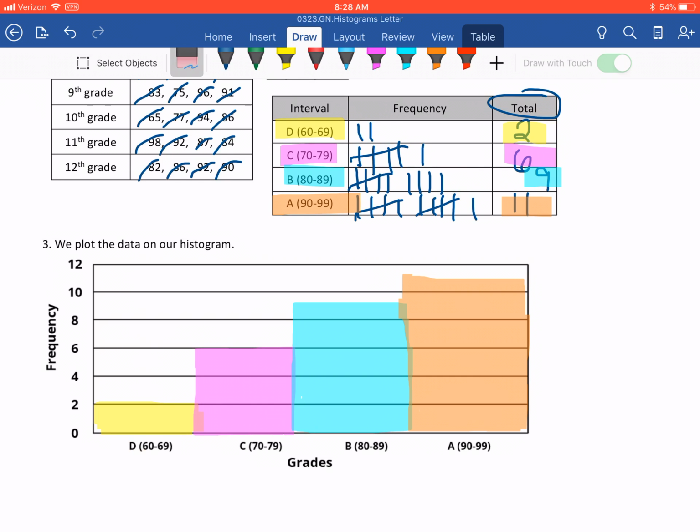So histograms will actually always use numbers, and they will always be numbers that are grouped together. So it'll never just be one number, it'll be a group of numbers. But notice it's still similar because on one side we have frequency and grades, it still has a title, and it still has axes. So it's similar to a bar graph, but still a little bit different.